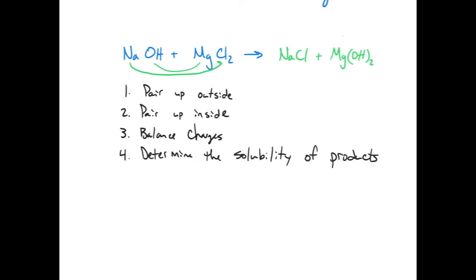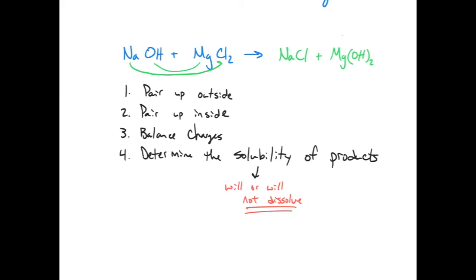Step 4 is where you're going to determine whether or not the reaction happens. And you're going to need to use another tool called the solubility table. Now the word solubility is a vocabulary word, and it means will or will not dissolve. So you're checking your products to determine whether or not NaCl or Mg(OH)2 will dissolve or not.